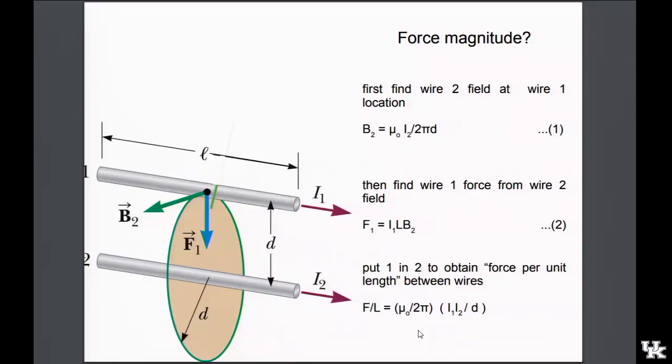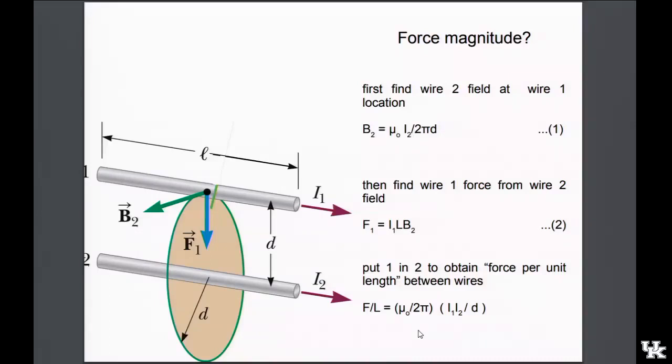So this is the field equation, and this is the equation from today's class. If I simply plug the expression for B2 into this expression for the force on wire number 1, I get this equation here. And this equation is the equation for the force between two current-carrying wires. So let me say a few words about that equation.